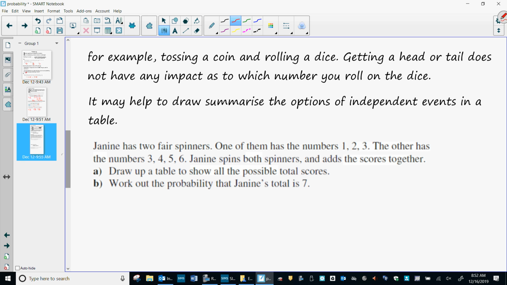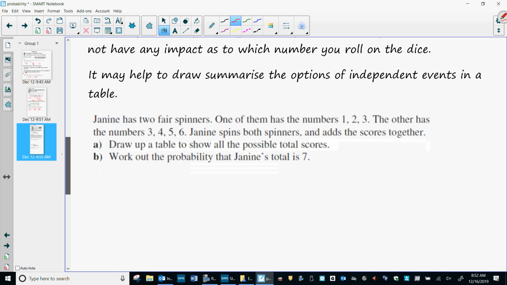Okay, Janine has two fair spinners. One of them has numbers 1, 2, 3. The other has numbers 3, 4, 5, 6. Janine spins both spinners and adds the scores together. Draw up a table to show the possible scores. Now, they're not always going to ask you to do that in a question, but often it's a good idea.